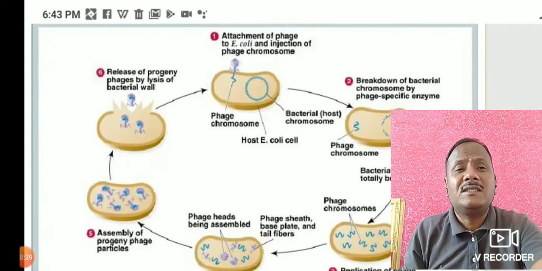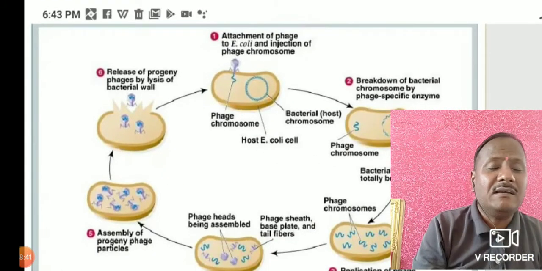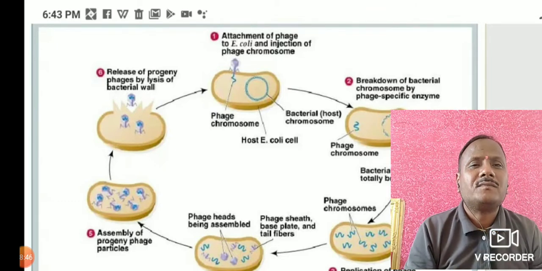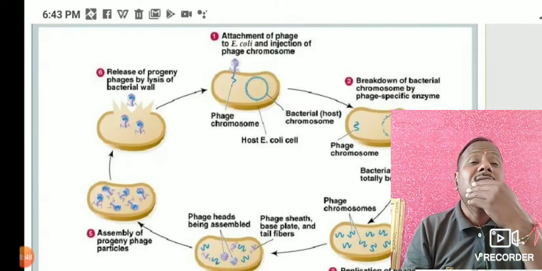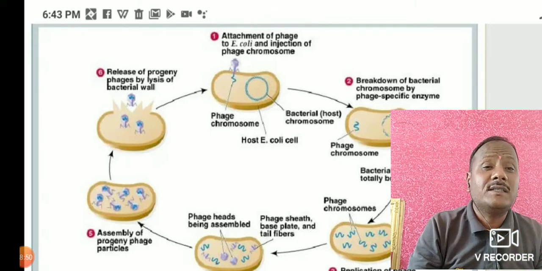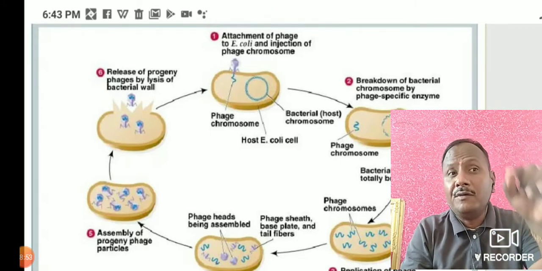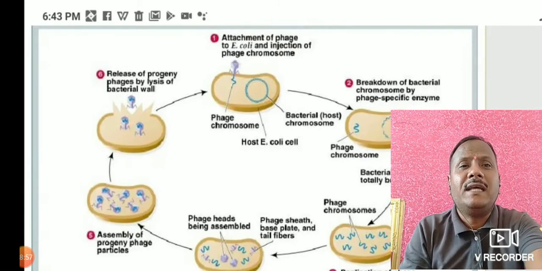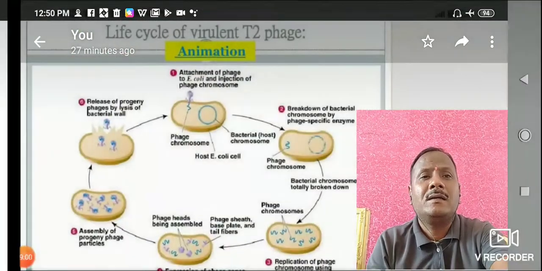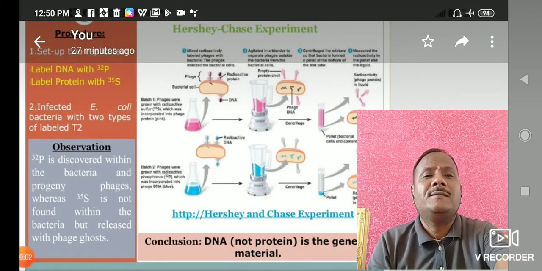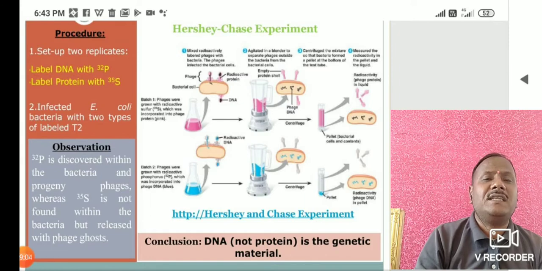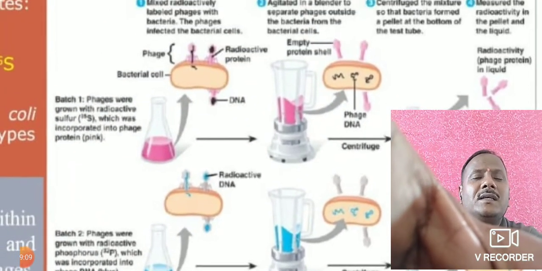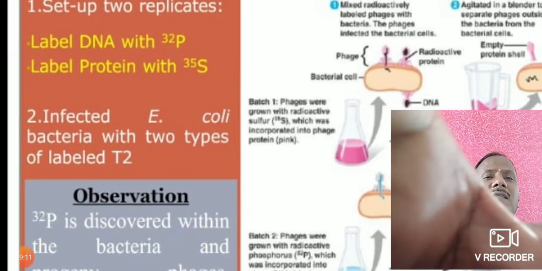So in this cycle, Hershey and Chase said that in this way there is the increase in the number of viruses due to the entry of DNA of bacteriophage into the bacteria. After that, the Hershey and Chase again carried out one experiment. So in this experiment they selected what?